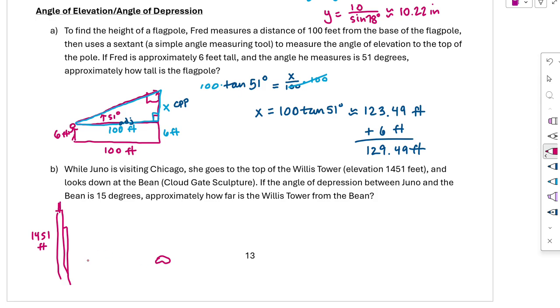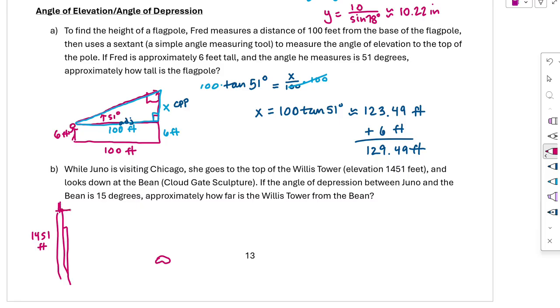And it says, if the angle of depression between Juno and the bean is 15 degrees, approximately how far is the Willis Tower from the bean? So here's Juno at the top of the tower. Notice they don't tell her height. They don't want us to include that. It's probably not a difference maker.